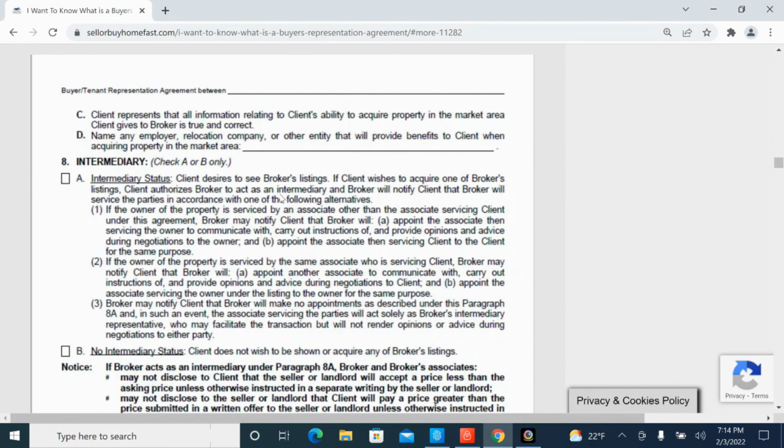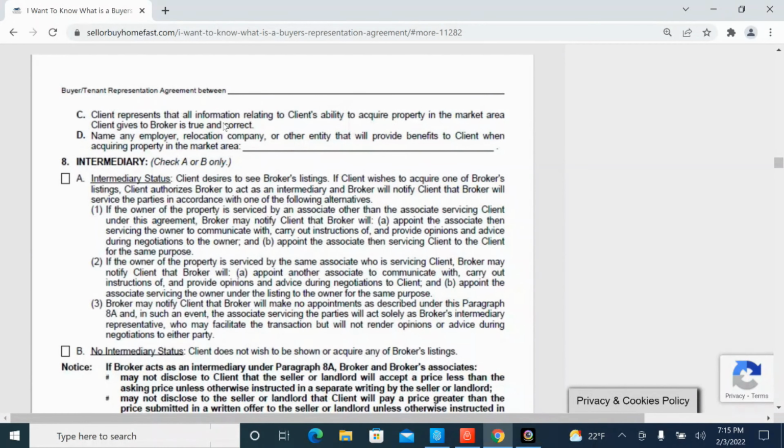Under representation C, you're basically saying that the information that you are giving the realtor is true and correct. Number D is in reference to if the agent found you through a relocation company. If so, the agent would put in the area that you are interested in moving to. This will either be a county or a city.